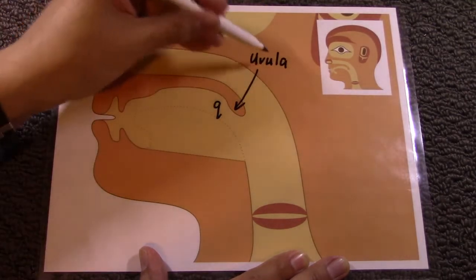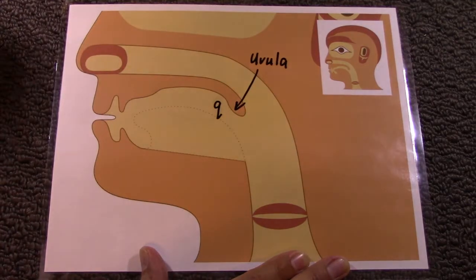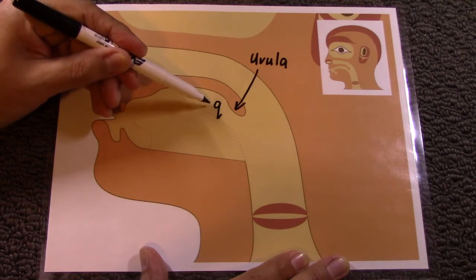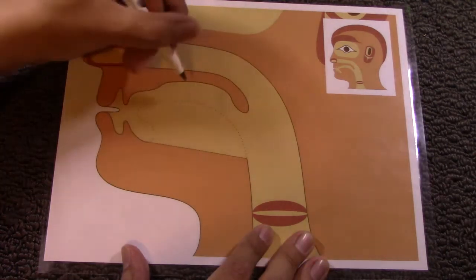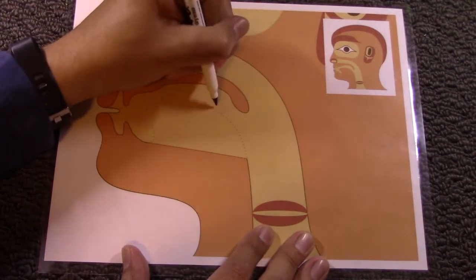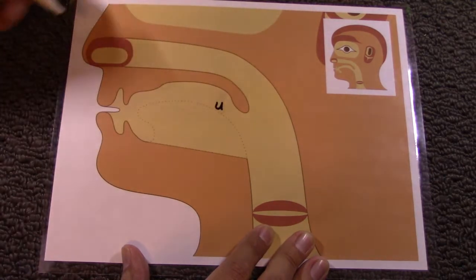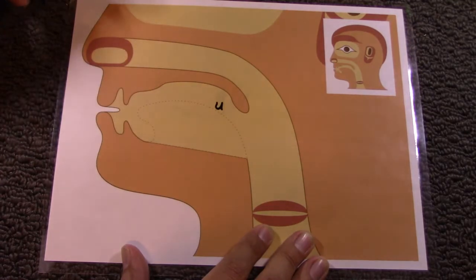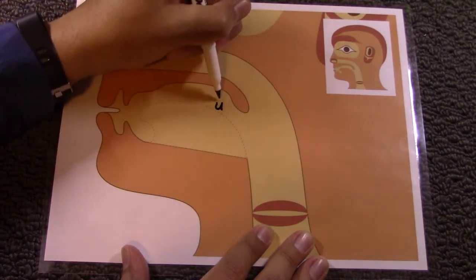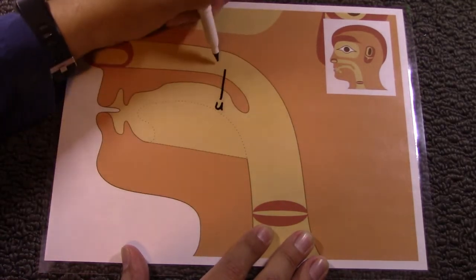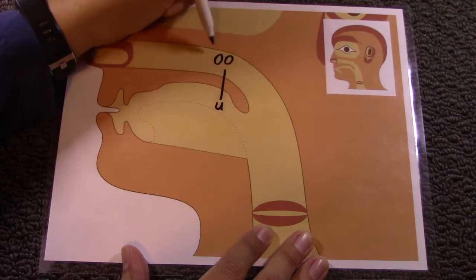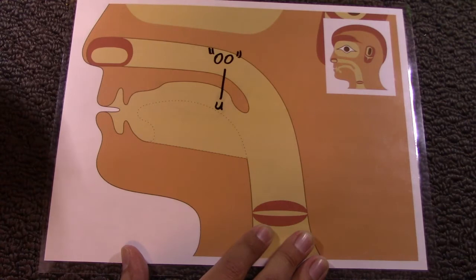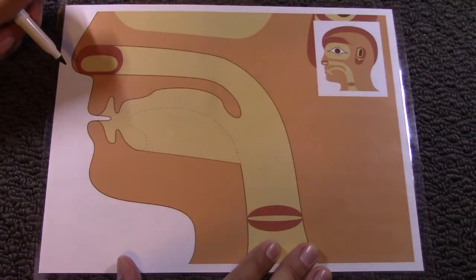So hopefully you remember that from last week's lesson. So Q basically makes a k sound. The next letter is a U. U comes from around the same area towards the back of your throat, up closer to the roof of your mouth. So the U in this position, this is a regular U, and it makes an oo sound.